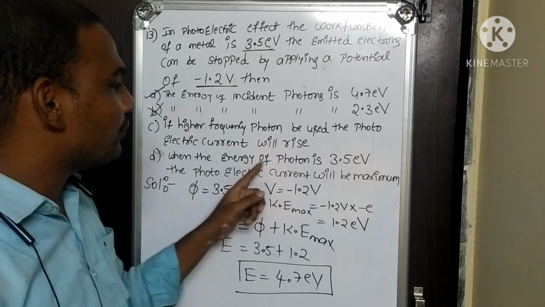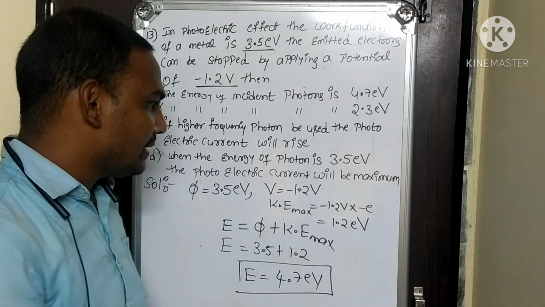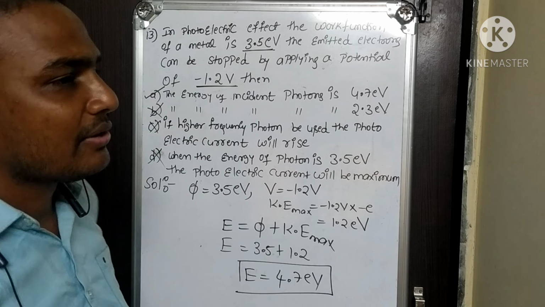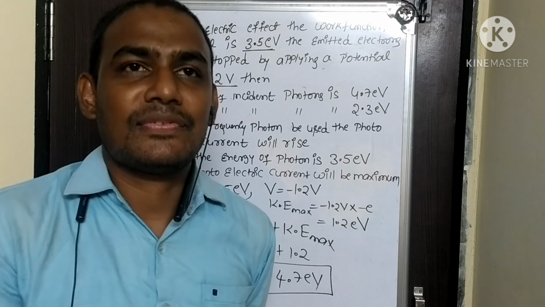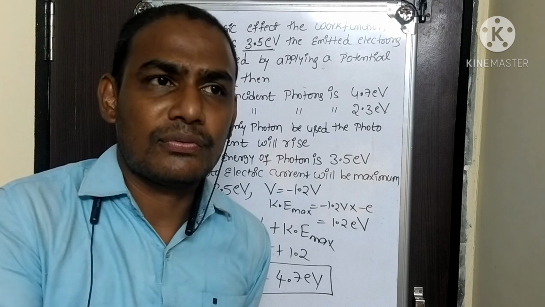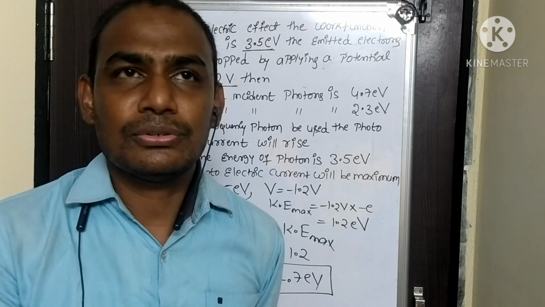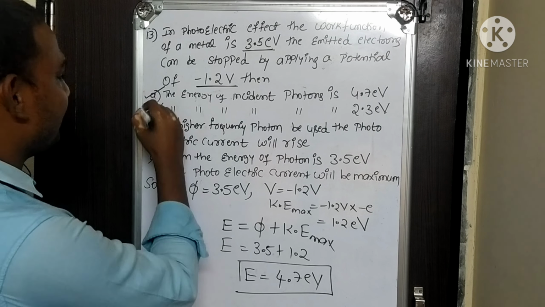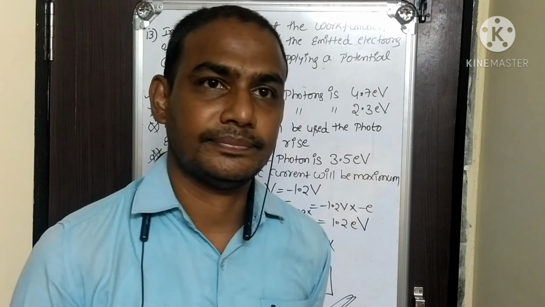Next, when the energy of photon is 3.5 electron volt, the photoelectric current will be maximum. Actually this is also not an option, because here the work function is 3.5 electron volts. That means the energy required to remove the electron from the metal surface is 3.5 electron volts. That means incident energy is completely converted into work function, so there is no gain in kinetic energy. When there is no kinetic energy, there is no current. So this is a strong answer. So the first option is correct. I hope I answered this question.